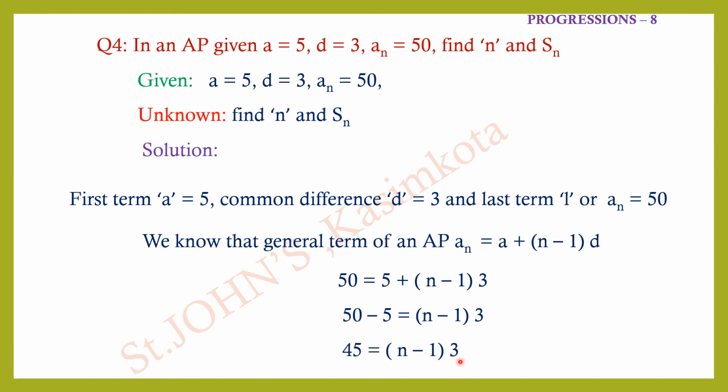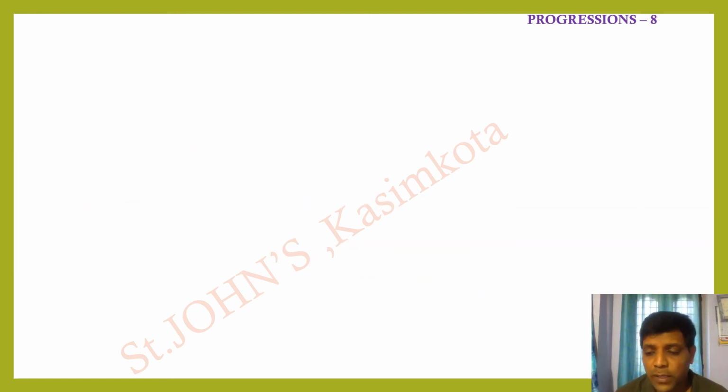Here 3 is in multiplication position. Move to the opposite side, division. So this is written as N minus 1 equal to 45 by 3. Okay. So N minus 1 equals 45 by 3. 3 1s are 3, 3 15s are 45. So N minus 1 equals 15.